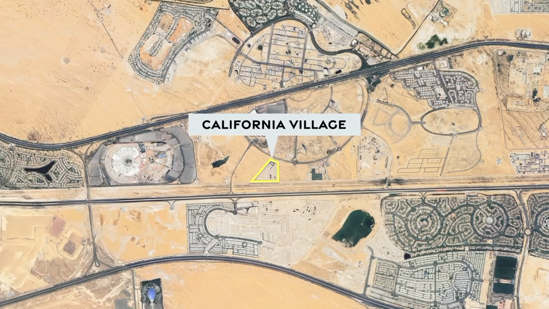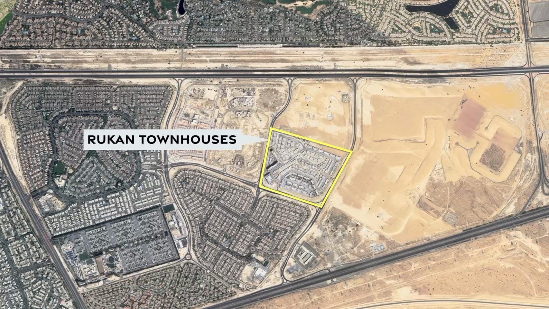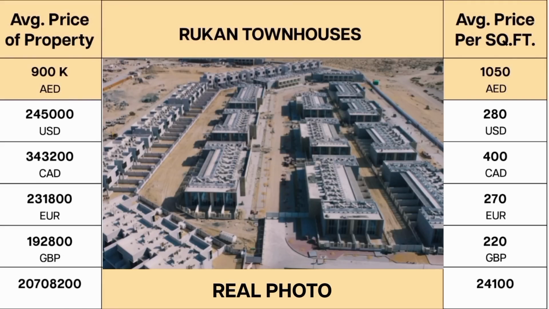Next is California Village, an upcoming new community in Dubai Land. Average price per square foot is at 1100 dirhams. Rukan is a development by Reportage. Average price per square foot is at 1050 dirhams. An average price at just 900,000 for a small townhouse, the lowest in Dubai.